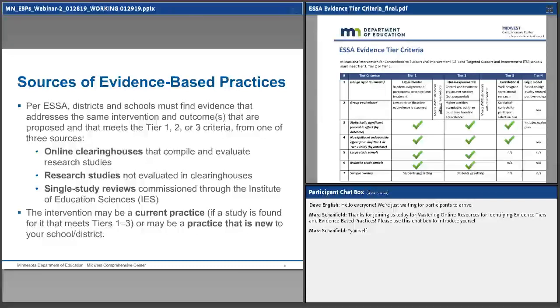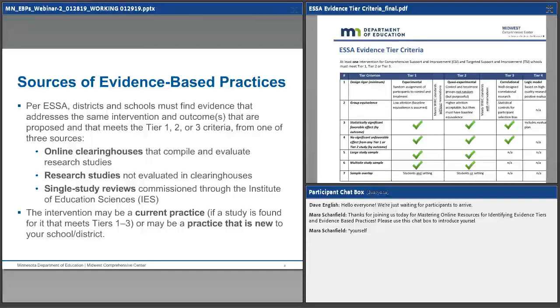You can look at online clearinghouses that compile these evidence-based practices and evaluate the research studies. And we're going to show you a few of those today and provide a list and a guide of additional resources. You can also look at individual research studies on your own if you are so inclined.